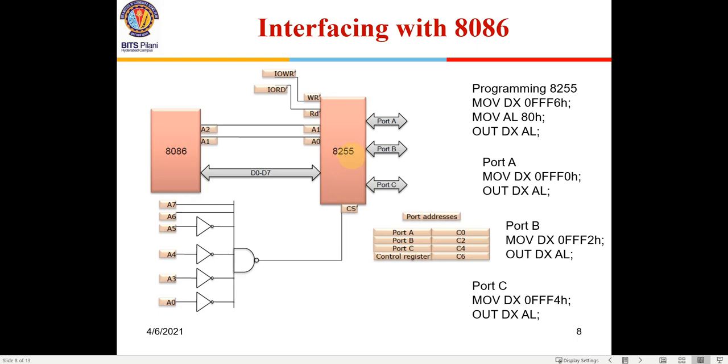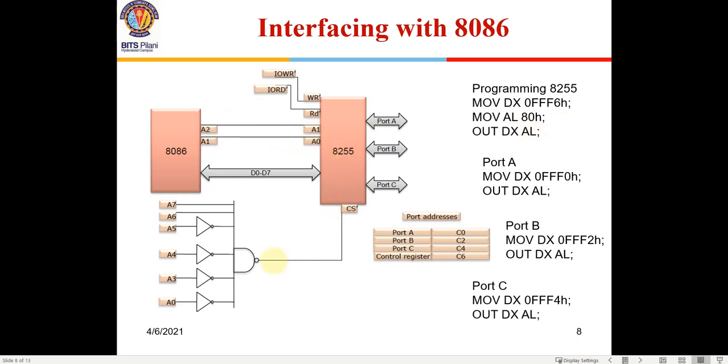Yes, sir. And will this A1 and A2 from 8086 decide which port A or B or C in all the 8255s, or only in one 8255? Yeah, it will decide along with the chip select. So whichever chip gets selected, in that particular chip, A1 and A2 will further decide which port. Yes, sir. Understood.